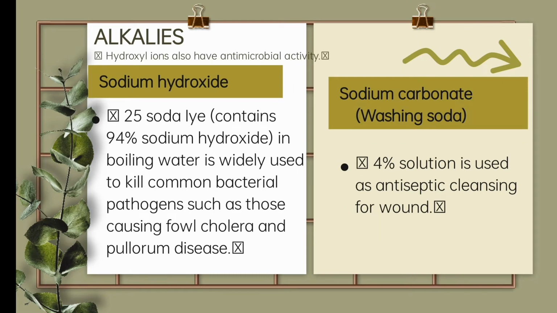Alkalis. Alkalis have hydroxyl ions and also have antimicrobial activity. Sodium hydroxide. Caustic soda contains 94% sodium hydroxide, and in boiling water is widely used to kill common bacterial pathogens such as those causing foul cholera and pylorium disease. Sodium carbonate, also known as washing soda. 4% solution is used as antiseptic cleansing for wound.